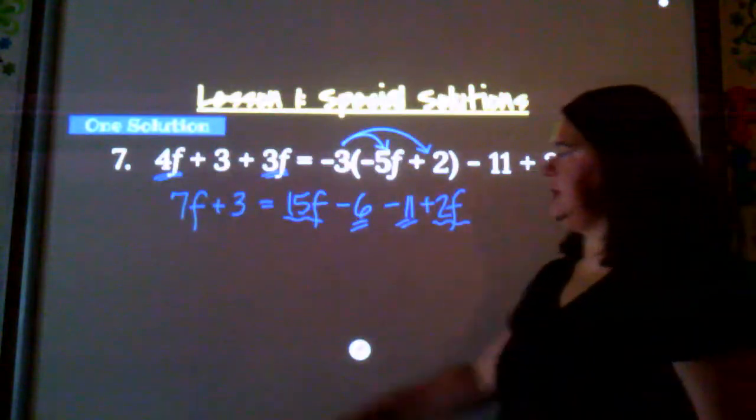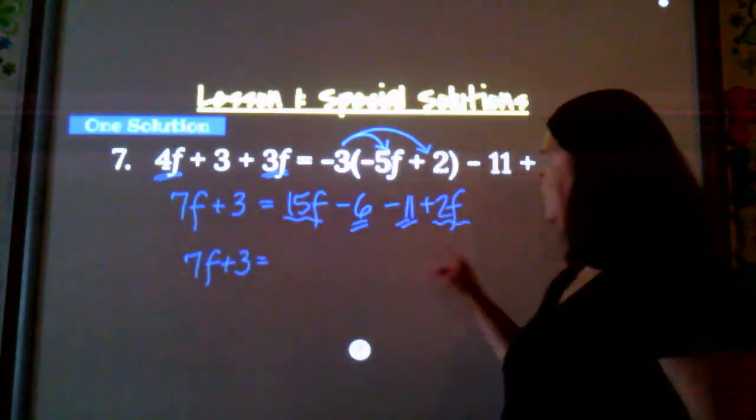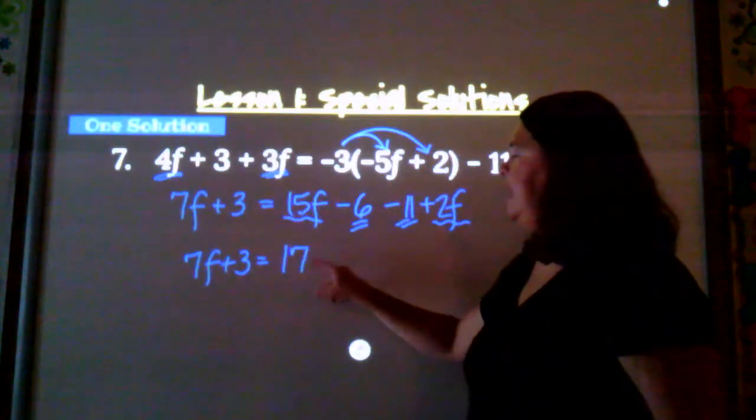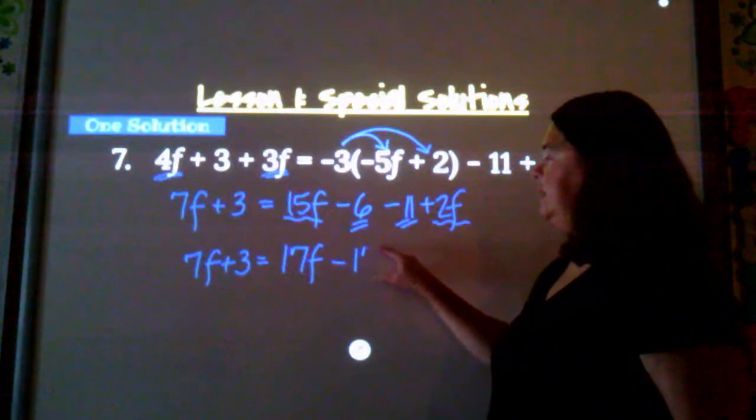All right, so let's look again. 7f plus 3 equals 15 plus 2 is 17f. Negative 6 minus 11, negative 17.